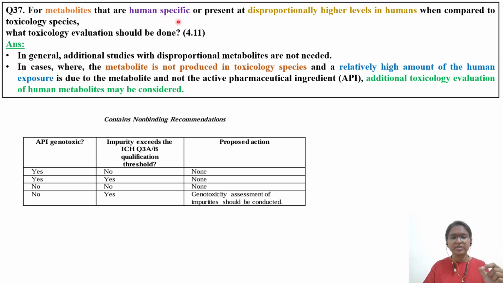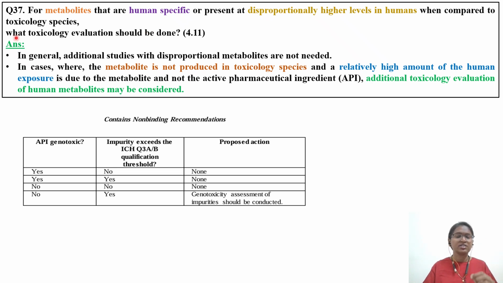So for metabolites that are human specific or present at disproportionately higher levels in humans, even if our relevant species is dog or monkey, some fraction of the metabolite might form, but it does not have any higher significance when compared to the toxicology species. What toxicology evaluation should be done? For this active metabolite, which is formed specifically in humans and at higher concentrations, because it was not found in animals, we didn't do any additional studies to support that metabolite or to see if it is causing any toxicity. So in such cases, how do we qualify that metabolite?